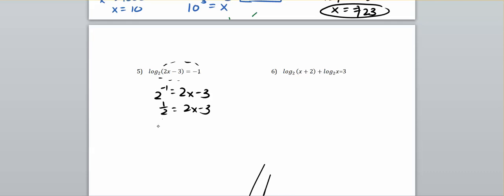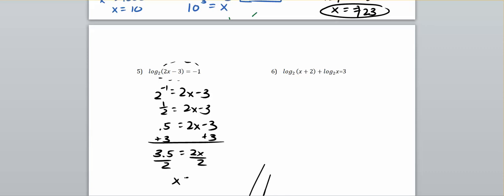Some of you are probably going to be more comfortable with the decimal. And at this point, it's fine because most of my solutions are going to be decimal answers. So if you wanted to change 1/2 to 0.5, that's fine. Go ahead and just solve for x. And I'm going to get 3.5 equals 2x. And if I'm solving for x, I divide by 2. So on my calculator, I'm going to do 3.5 divided by 2 to get 1.75. And again, if you guys can round to 2 decimal places, that would be great.